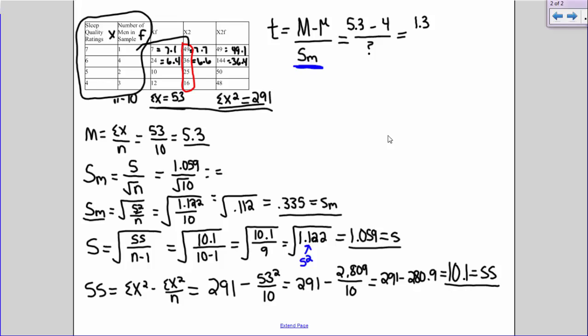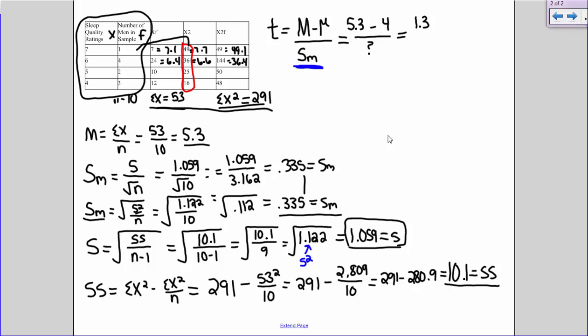So we end up with 1.059 divided by the square root of 10, which is 3.162. And our final answer is the same as the other way to calculate it. 0.335 is our standard error. Now, please don't feel inclined to do both versions of the calculation. Whichever one you're more comfortable with is fine with me. I'm more comfortable with the one using the standard deviation because I like to look at my standard deviation and see if it makes sense based on the scores in my sample. But it's up to you.